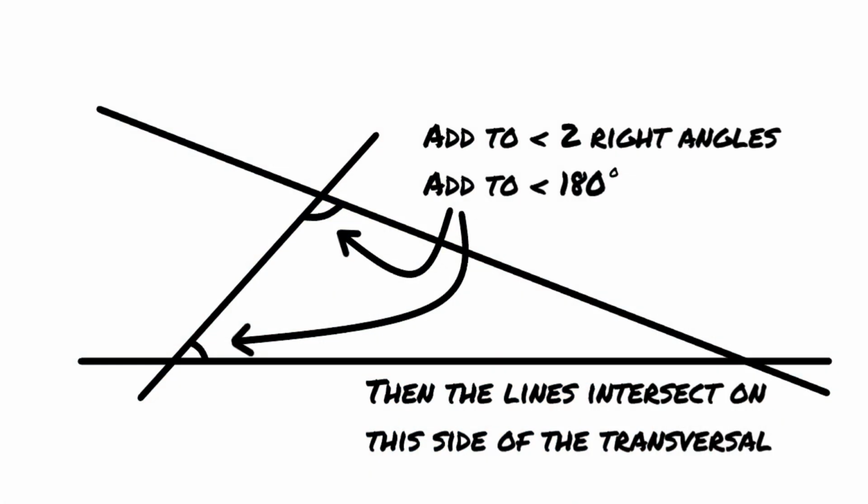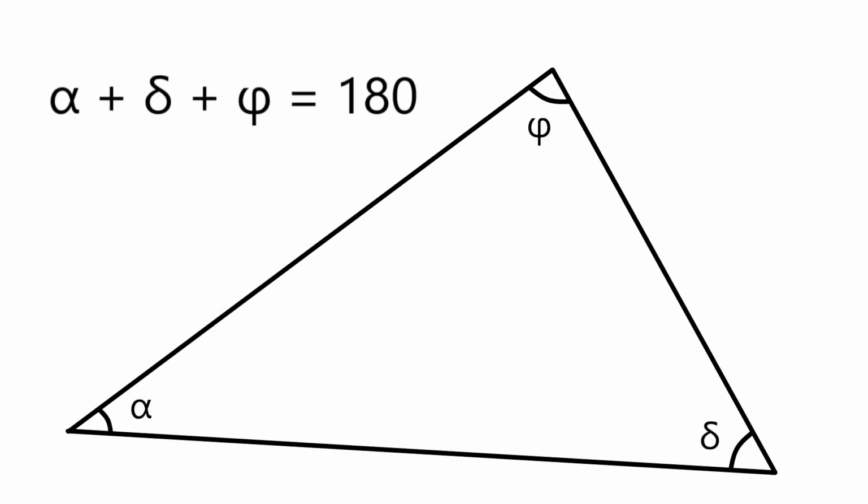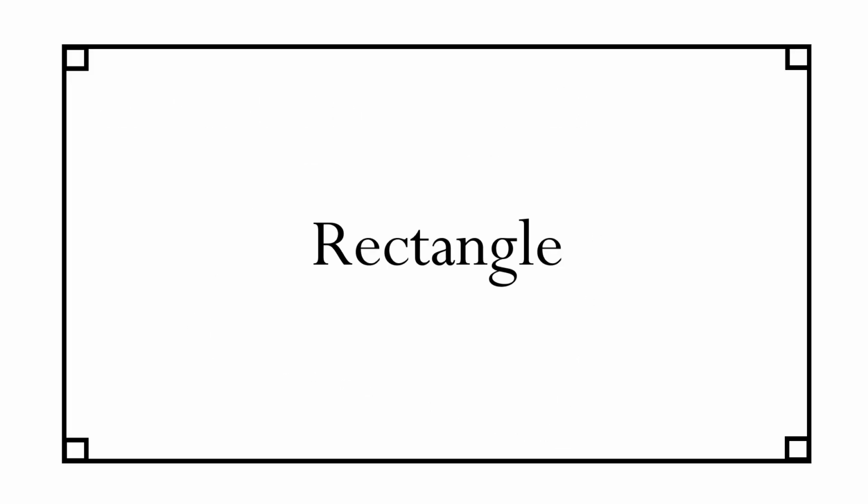For example, the following facts are all logically equivalent to the Euclidean parallel postulate within the framework of neutral geometry. The first, of course, Euclid's fifth postulate. 2, the sum of the angle measures of any triangle is 180 degrees. 3, the sum of the angle measures of any convex quadrilateral is 360 degrees. And then 4, my personal favorite, there exists a rectangle is equivalent to the Euclidean parallel postulate.